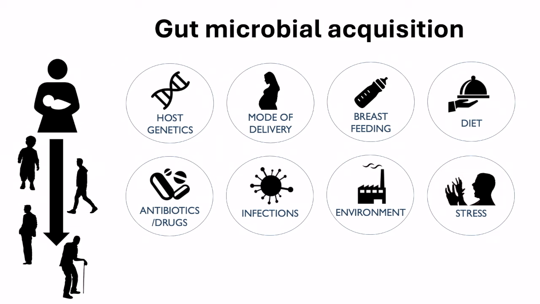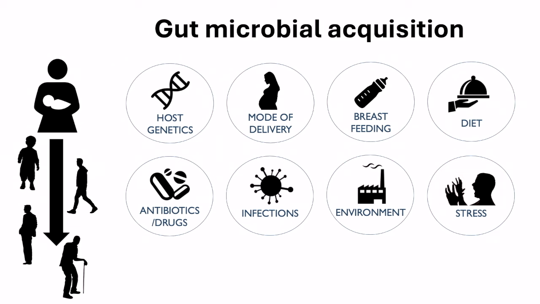Then we have breastfeeding. So mother's breast milk contains these particular sugars, so human milk oligosaccharides, and these can't be broken down by the baby. So what happens is they make it down to the colon and they promote the growth of particular bacteria, particularly the bifidobacteria. And so a lot of these changes disappear once the baby's weaned, once they get a bit older.